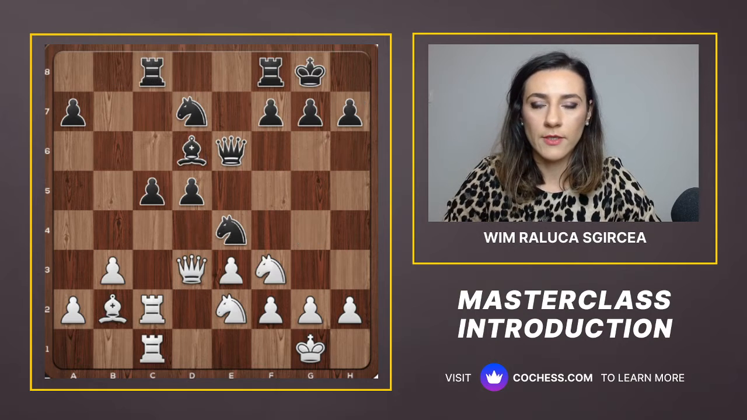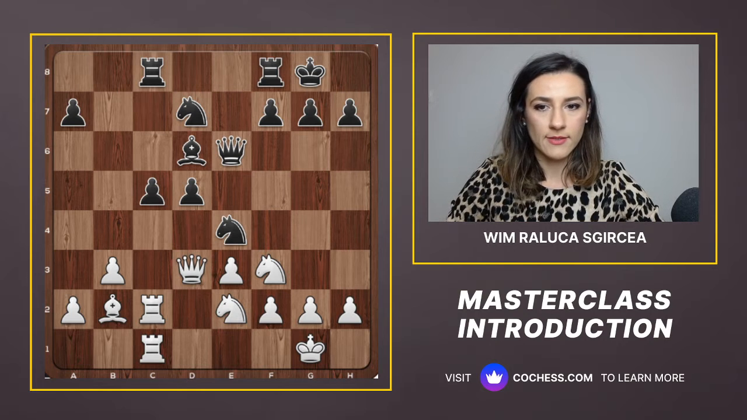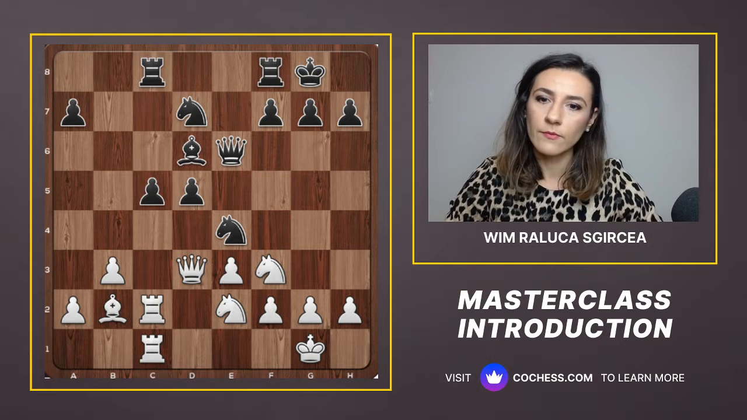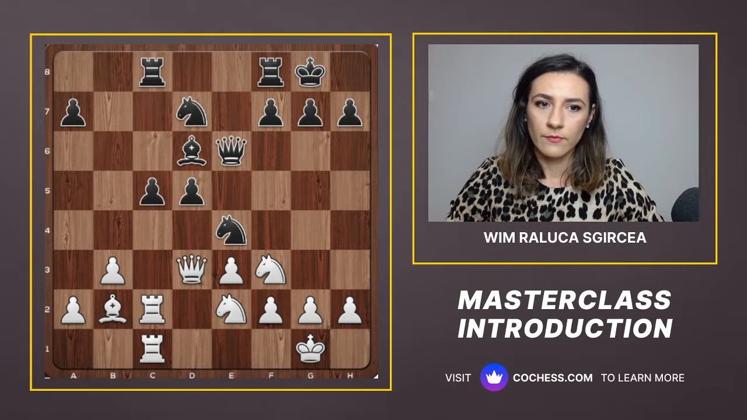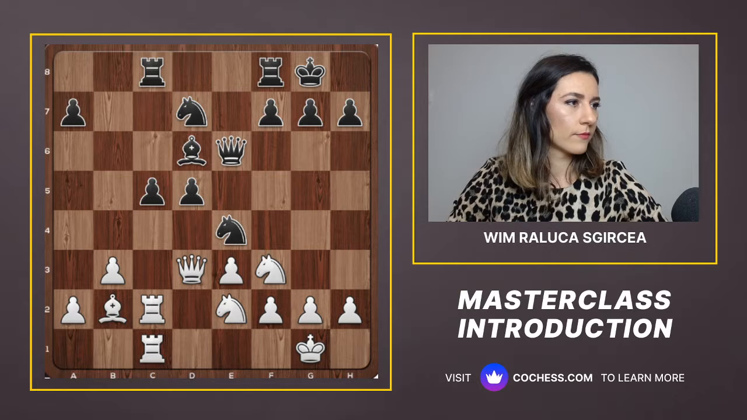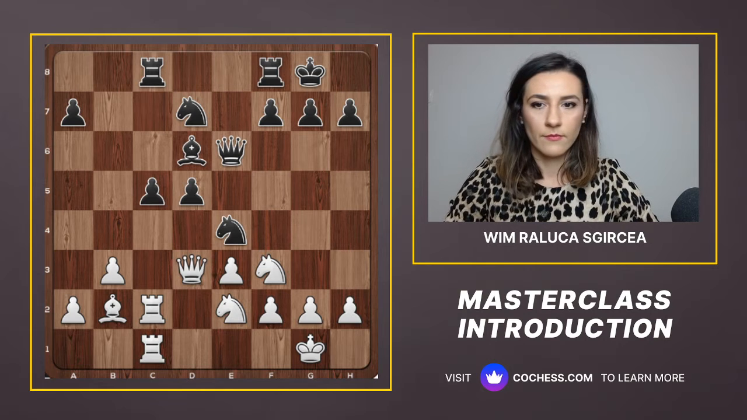Let's move on to this position, where it is white to play. What can we do here? We have the hanging pawns now. Looks like white has quite good pressure. How should we continue next? What can we do here?